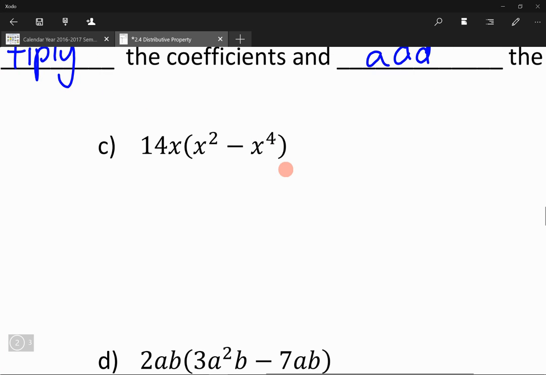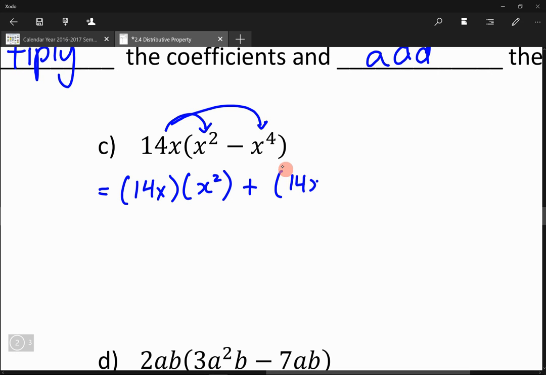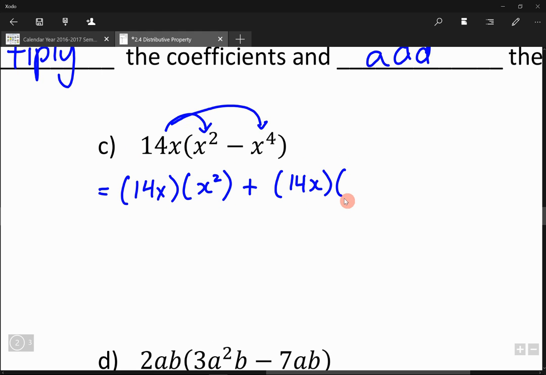All right, let's try this one. So again, multiply this monomial with the terms inside the bracket. So what we have here is 14x times x squared plus 14x times negative, so again, there's a minus sign in there, so that's why I'm choosing to put the minus sign inside the bracket. So minus x to the exponent 4, and you just separate your terms with a plus sign in between.